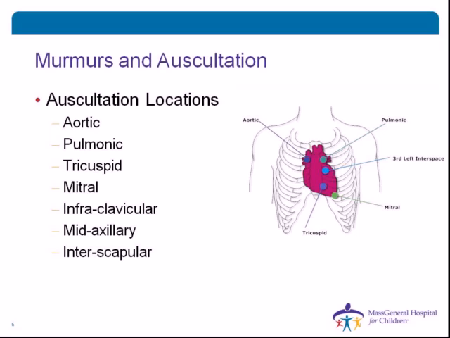Over the mitral area, mitral valve pathology, including left ventricular outflow tract lesions, can also be appreciated here at the apex. Peripheral pulmonary stenosis can be appreciated over the mid-axillary regions. Other murmurs, such as a venous hum, can be appreciated in the infraclavicular area. And other pathologies, such as coarctation of the aorta, can be appreciated in the interscapular area.